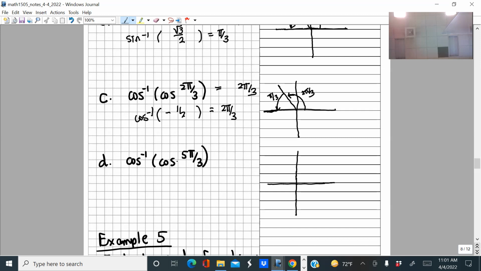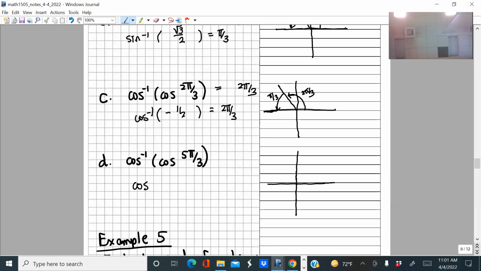So what about this one? What about arc cosine, or inverse cosine, of 5 pi over 3? Is that going to cancel properly? Probably not, right? Because the range of the arc cosine has to be what? Yeah, and this is too big. That one is too big. So something's going to happen here. Let's see what happens.